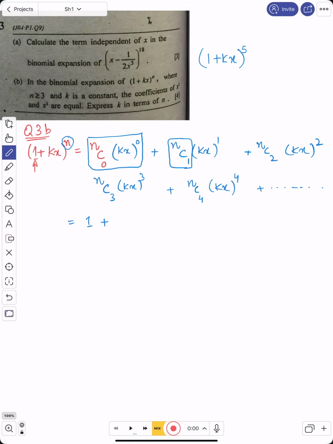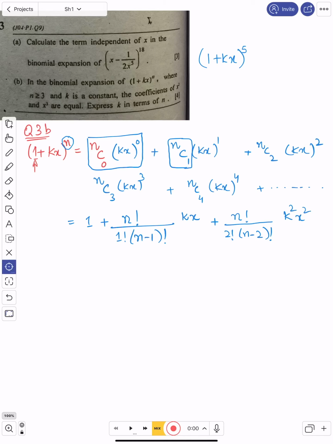So let's do this. We did this to be 1, nC1. We require to expand nC1. How can we expand nC1? We can just do n factorial over 1 factorial and (n minus 1) factorial, and k power 1 and x power 1. Now this nC2 can be expanded as n factorial over 2 factorial and (n minus 2) factorial, k square and x square.